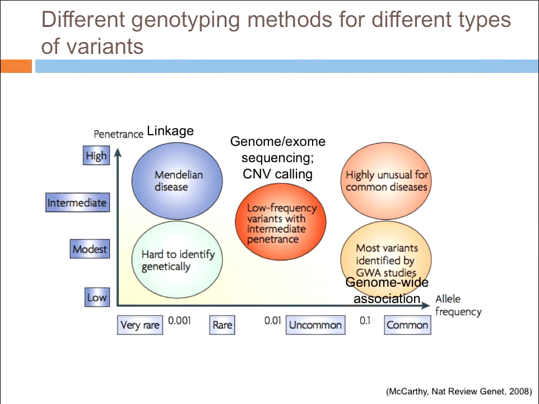And if a variant has a very rare allele frequency and a very low effect, you can imagine that statistically it's very difficult to detect. It's very difficult to detect something that has a very small effect.